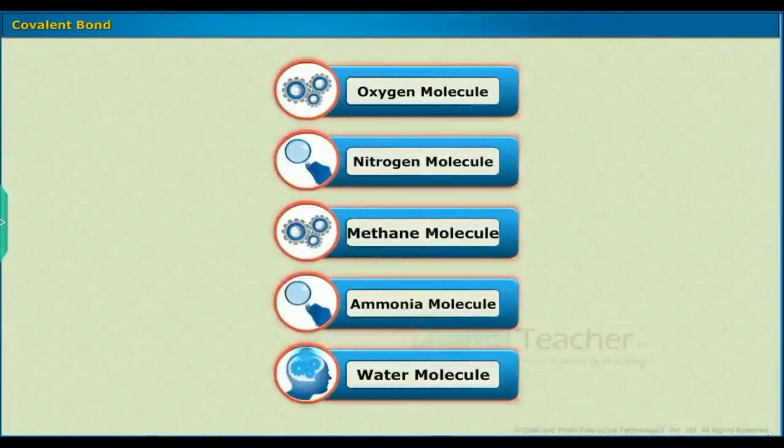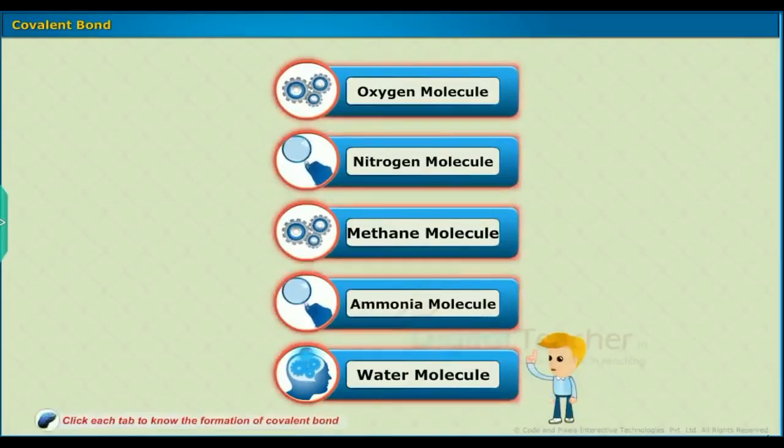Covalent bond. Let us learn about the formation of covalent bond by the elements oxygen, nitrogen, methane, ammonia, and water molecule. Click each tab to know the formation of covalent bond.